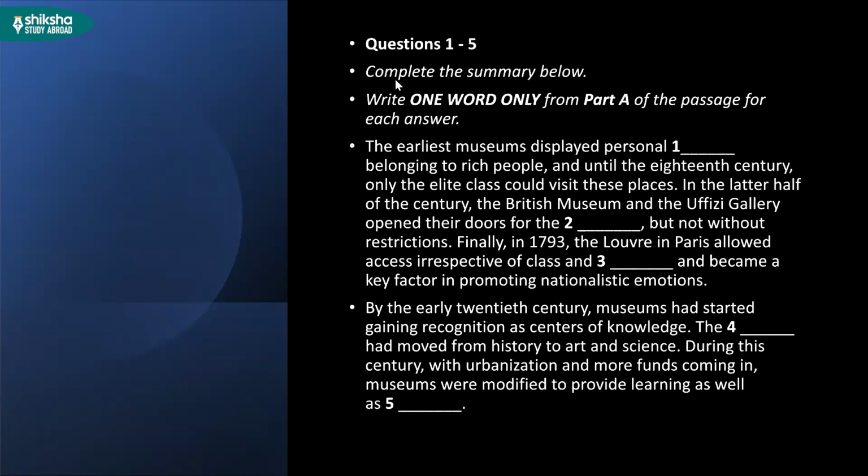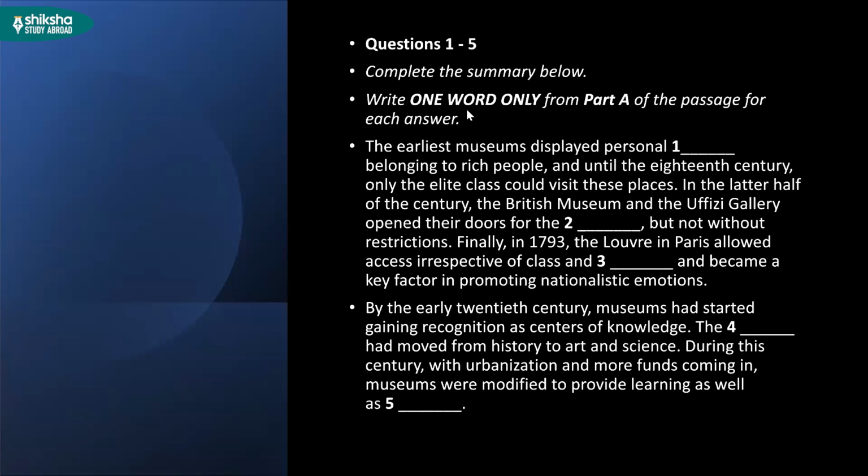So they will ask you like this: complete the summary below. As you can see, they have given a paragraph and a few blanks have been left out for you to fill in. 1, 2, 3, 4, and 5. So there are 5 blanks in these 2 paragraphs.